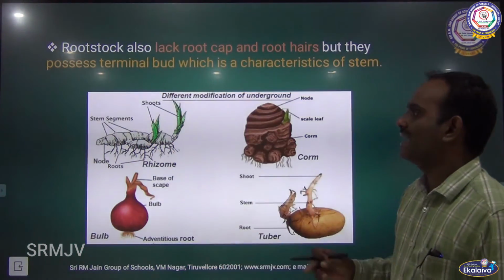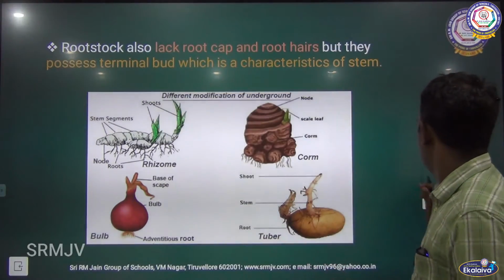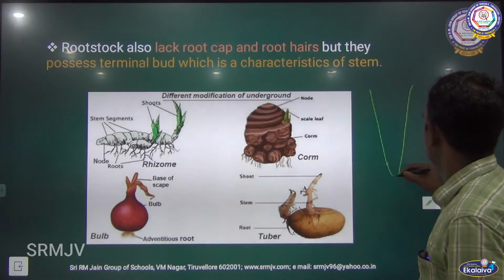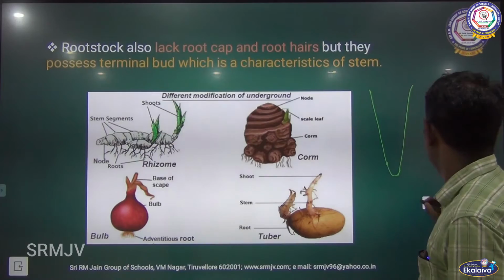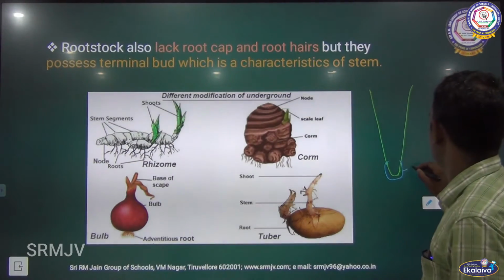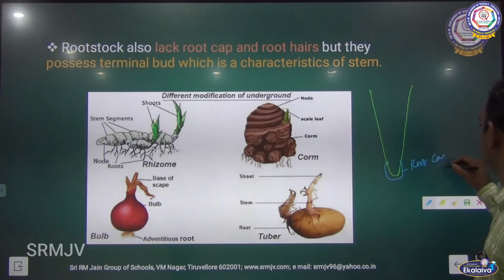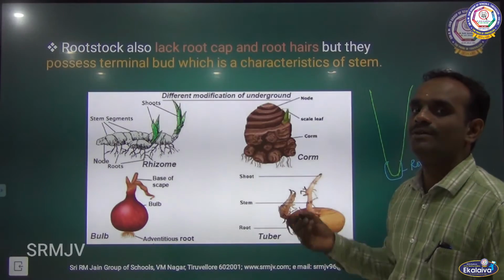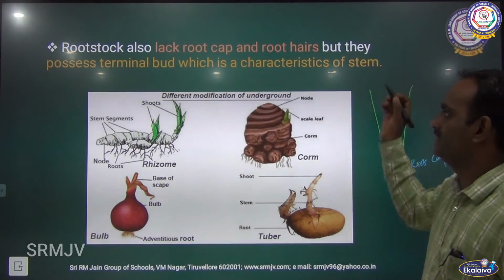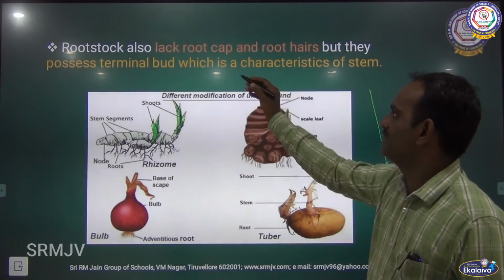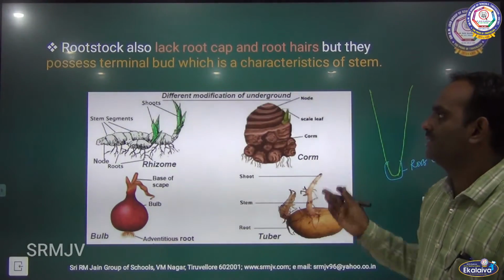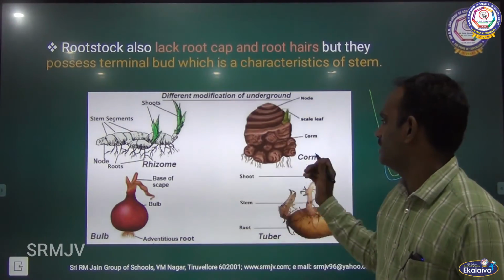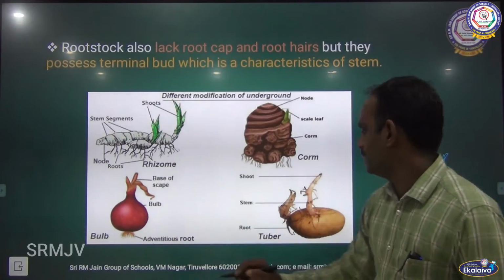Root stalk also lacks a root cap. If it is a root, it should have a root cap. But the root stock, the underground stem, lacks root cap and root hairs, but it possesses a terminal bud, which is the characteristic feature of a stem. See the picture here, different modifications of underground stem. One is rhizome, another one is corm, the third one is bulb, and the fourth one is tuber.